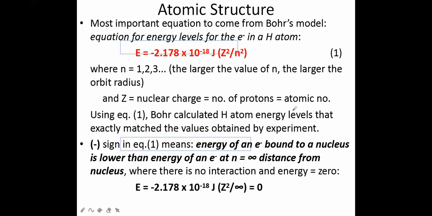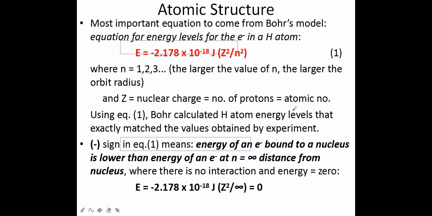N is in whole numbers, representing the energy level, or the orbital number. So let's use energy level, not orbital number. Z is the nuclear charge, or the number of protons, or the atomic number. Z is the atomic number, N is the energy level.